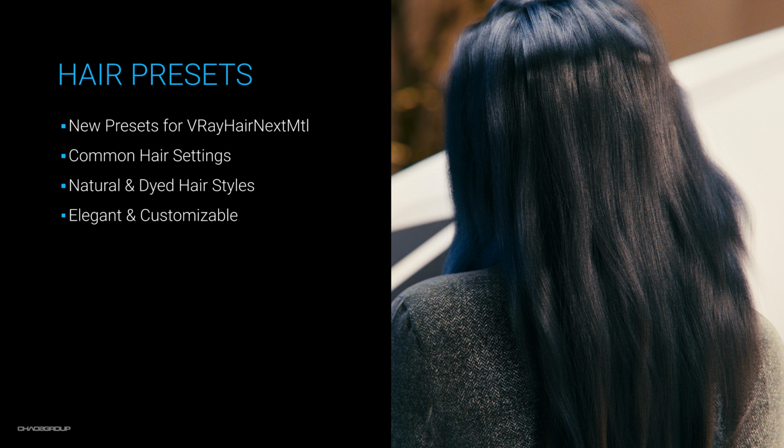In addition, we've also added material presets to the V-Ray Hair Next material. You'll find a wide selection of hairstylings out of the box, ranging from natural colors like sandy blonde or dark brown to dyed hairstyles like scarlet red or even white fur. Just like with the V-Ray material presets, once you select a hair preset, you can further customize and tweak its parameters to find a look that's most suitable for your image.